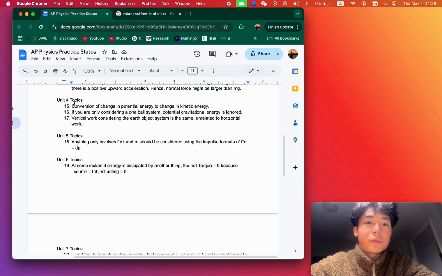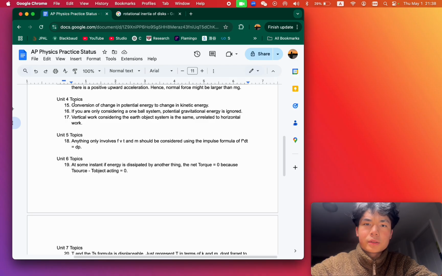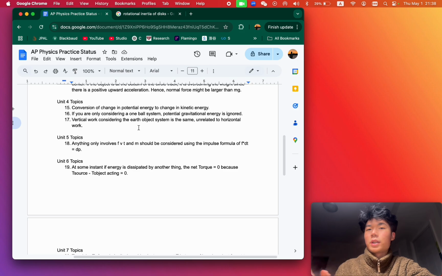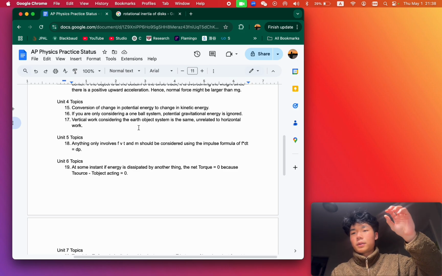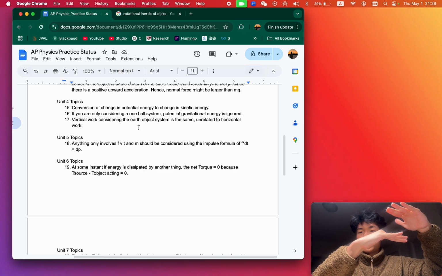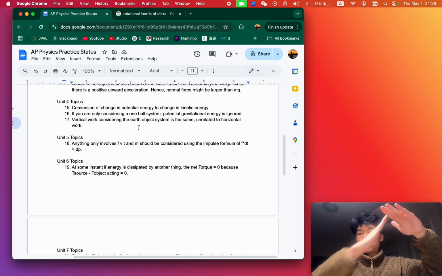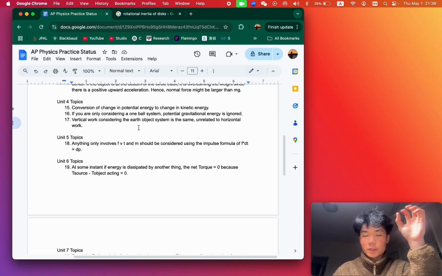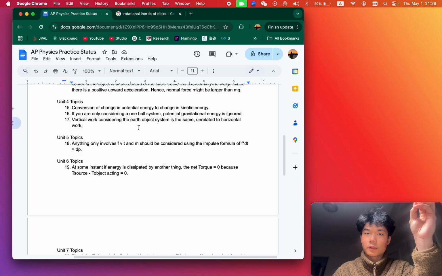Okay, so unit 4, number 15: the conversion of change in potential energy is always the change in kinetic energy. For instance, if you want to calculate how much energy is converted in a specific segment while you're going down something like a roller coaster ramp, you calculate only this small segment. The change in potential energy of this segment is basically the change in kinetic energy, and then you can get the velocity.